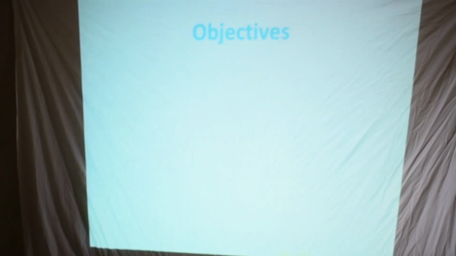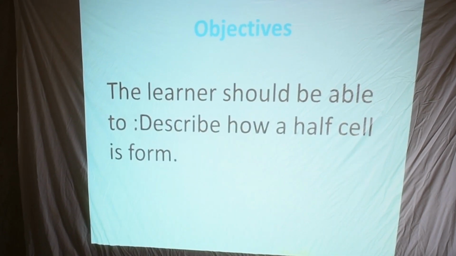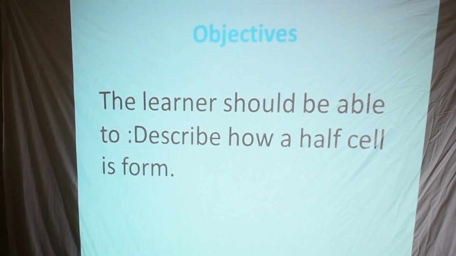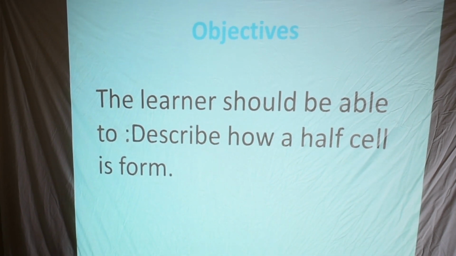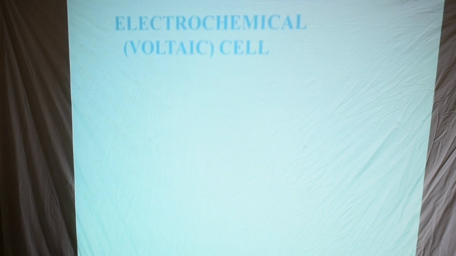Now, the objective of our lesson today is that the learner should be able to describe how a half cell is formed. We are looking today at the part of a half cell. What is this half cell, maybe you will ask yourself. Let's look at the chemistry behind the formation of a half cell.